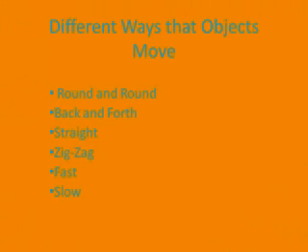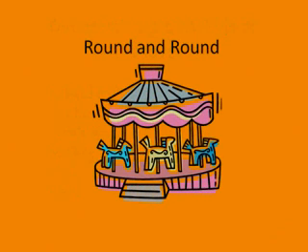Some of the different ways that objects can move are listed here. They are round and round, back and forth, straight, zigzag, fast, and slow. One type of motion is round and round. An example of this would be a merry-go-round. The objects spin in a circle around and around.